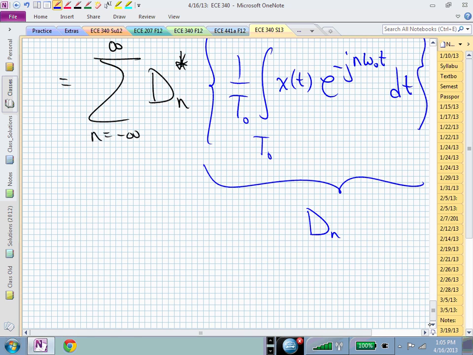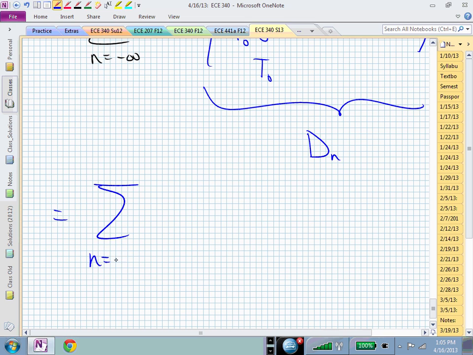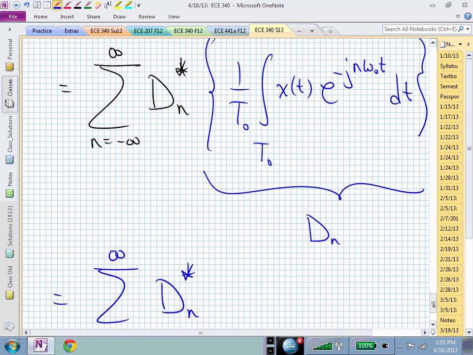Now allows us to do the following. We now have the following expression. We have this summation from minus infinity to infinity of D sub n star, and everything else on the right-hand side is just D sub n. But that can be rewritten as simply the magnitude of those coefficients squared. And that's now the expression for the frequency domain's power in a waveform x, little x.